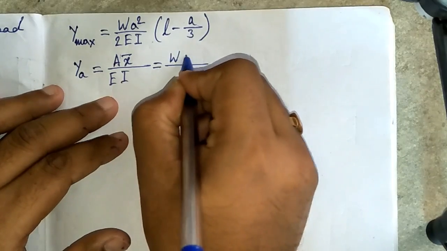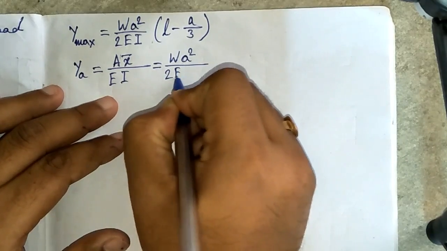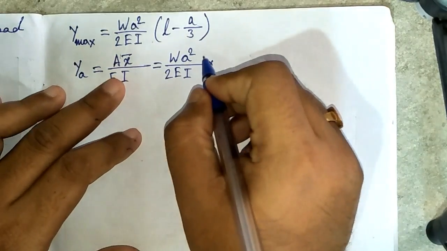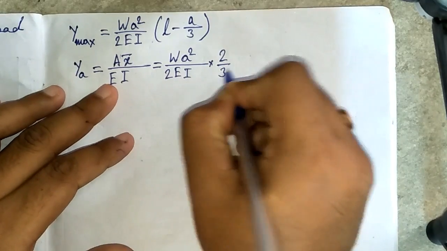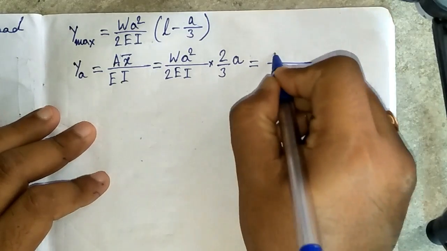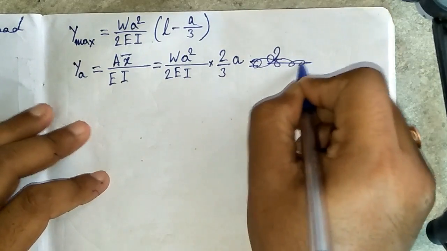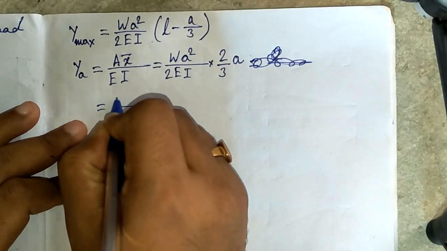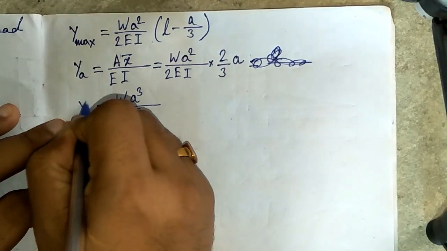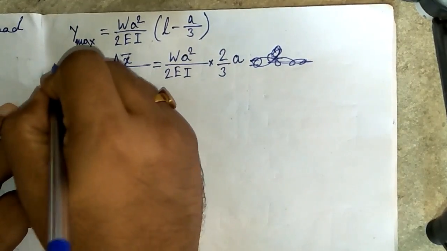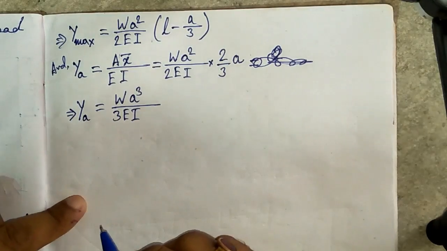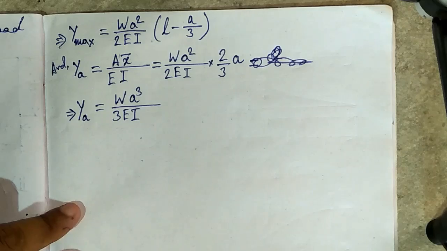So that is equal to WA square by 2 EI. The area value is WA square by 2 into EI, and the X bar value is 2 by 3 into A. So that becomes WA cube by 3 EI. This is the deflection at point A. So this is case 2.